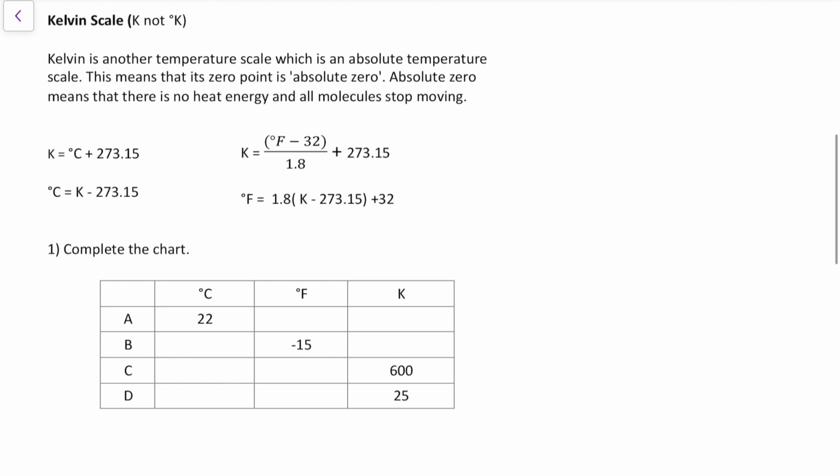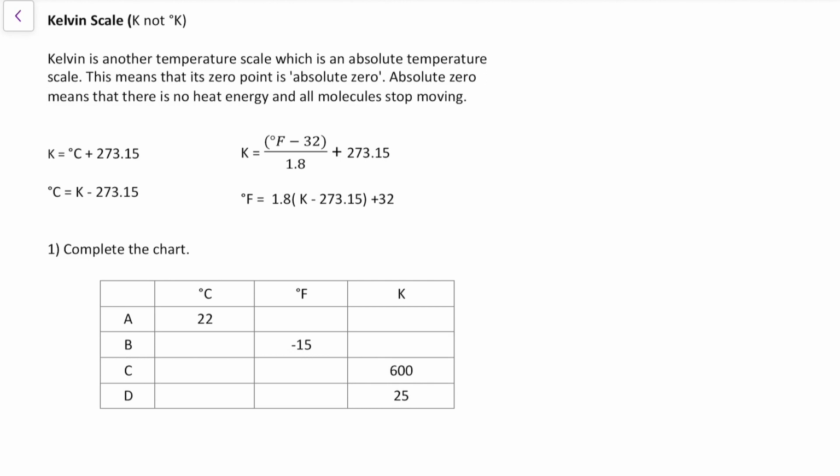For Kelvin, we use a K. It's not degrees K, it's just K. It's another temperature scale which has an absolute 0, meaning that at 0 there's no heat energy, all the molecules stop moving, so it's called an absolute 0. Converting between Kelvin and degrees Celsius is pretty simple. It has a difference of 273.15 degrees. So if you have a Celsius degree, you just add 273.15 to get to Kelvin. And if you have Kelvin and want to get to Celsius, you just subtract 273.15.